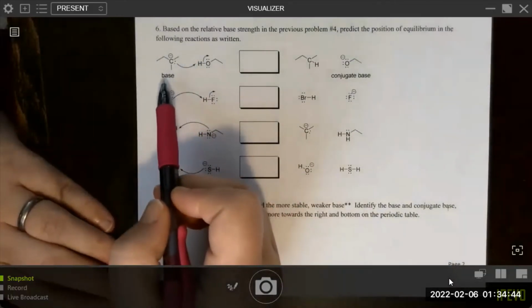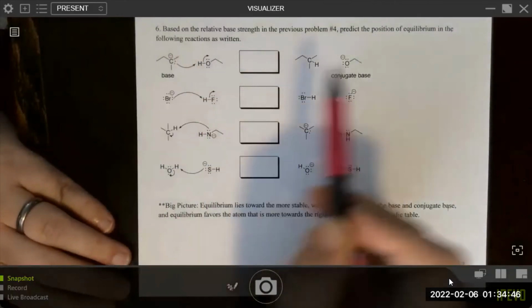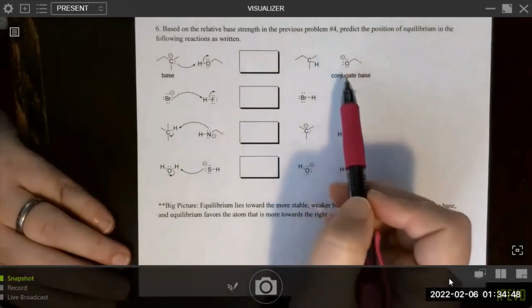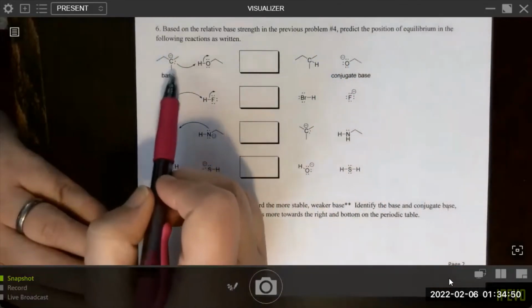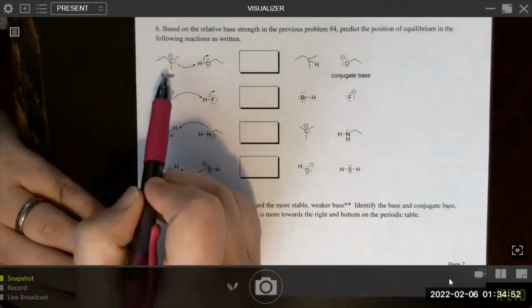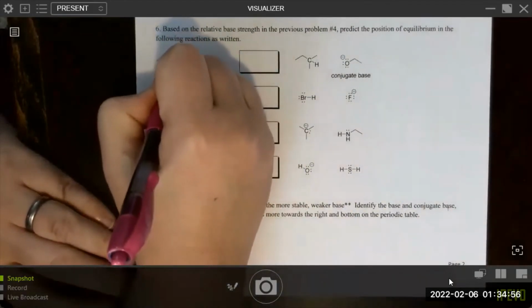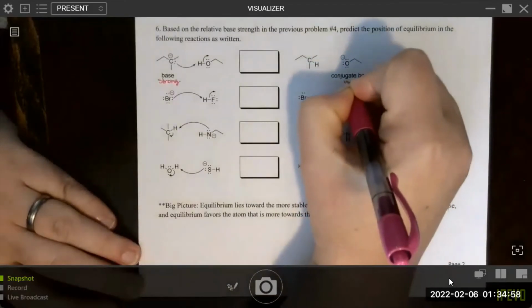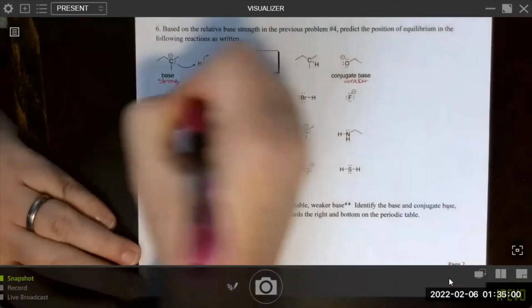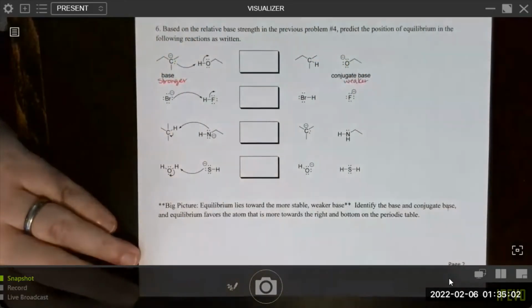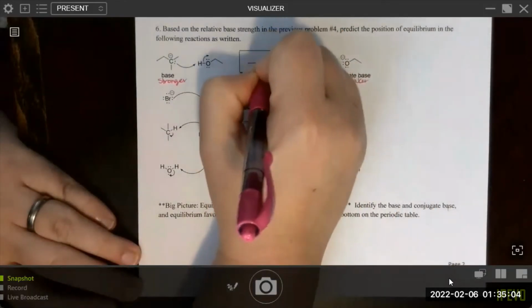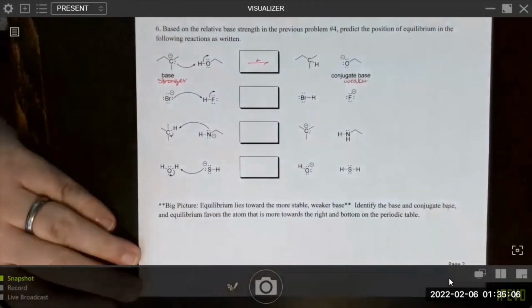In this case, we have a carbon with a negative charge versus an oxygen with a negative charge. We said that the carbon with the negative charge was the strongest base, so this was the strongest, and this was weaker. So maybe stronger, weaker. And then we're going to predict that the position goes towards the weaker base.